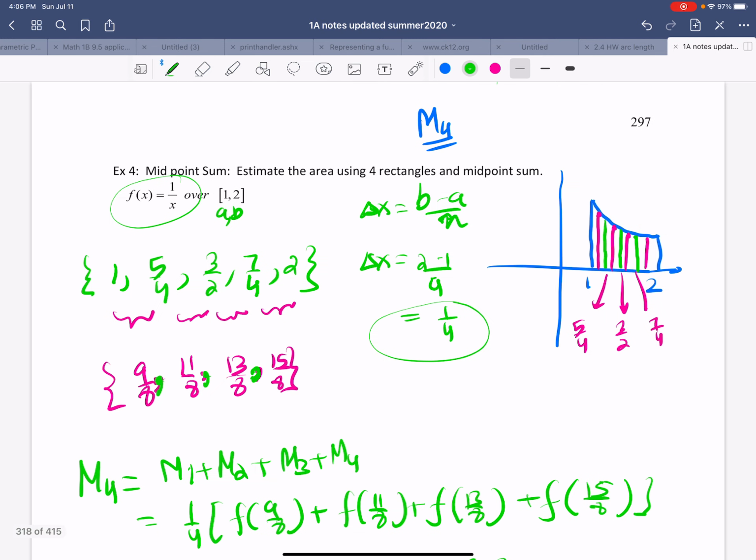That's all for this video. We saw a left-handed sum, right-handed sum, and the midpoint sum, all using a finite number of rectangles. In the next video, we're going to take it to infinite rectangles. We're going to write the definition of the definite integral and then take the number of rectangles to infinity. We'll say the limit as n goes to infinity.